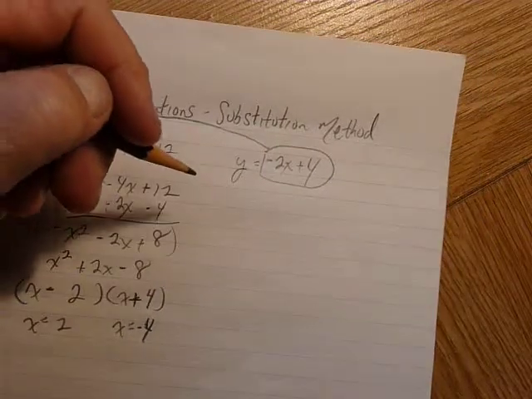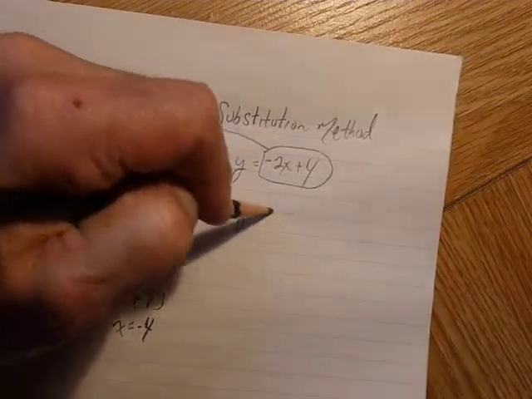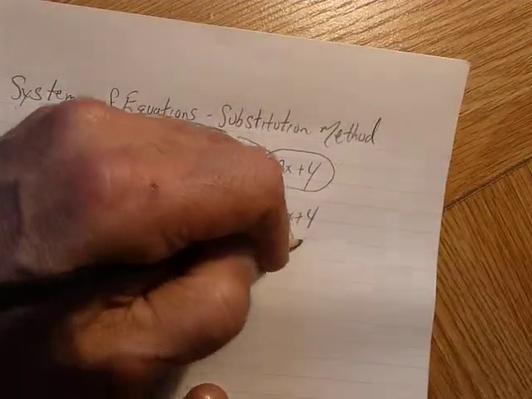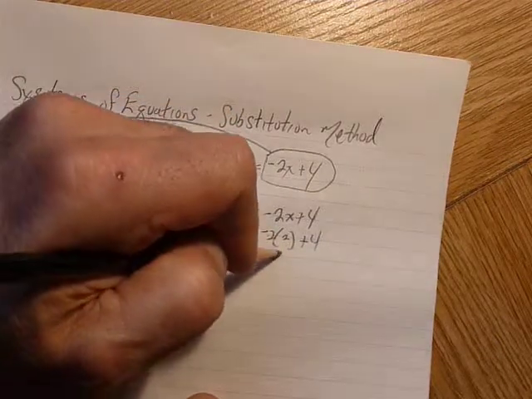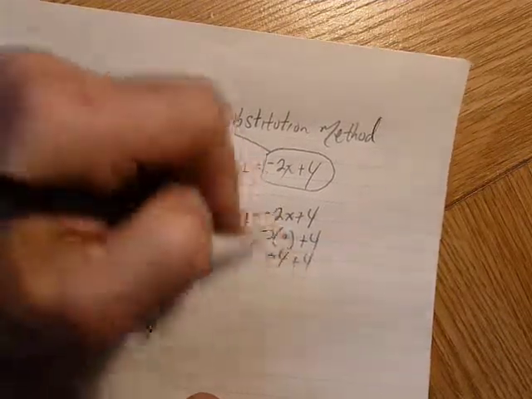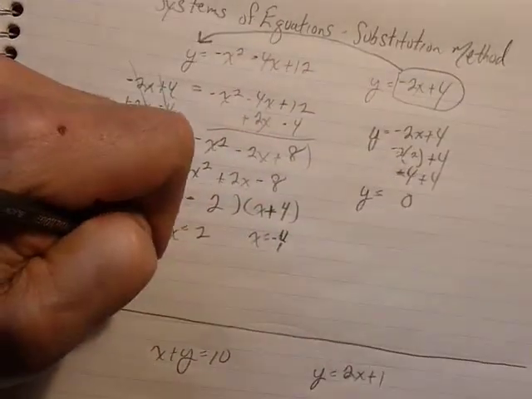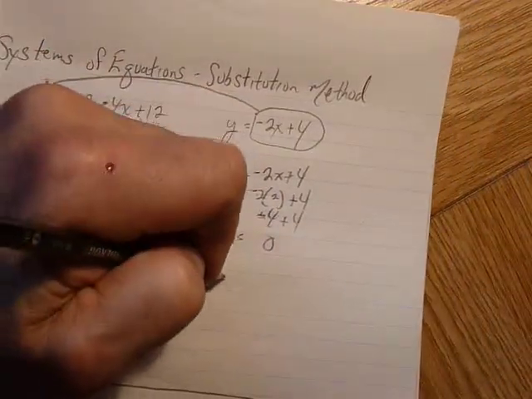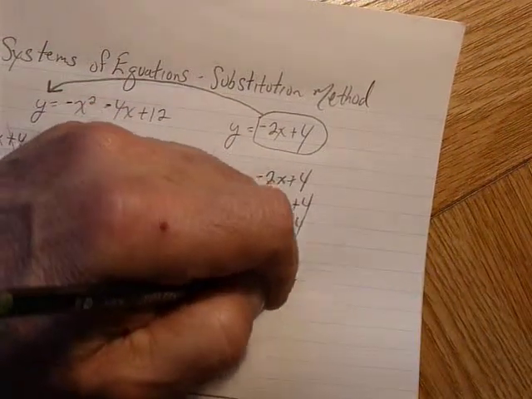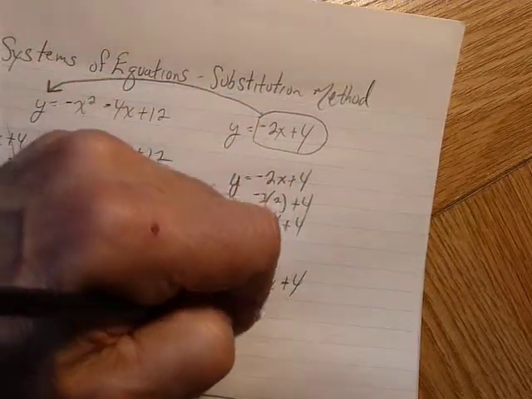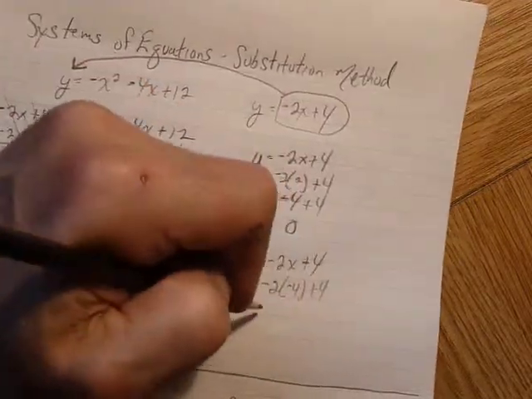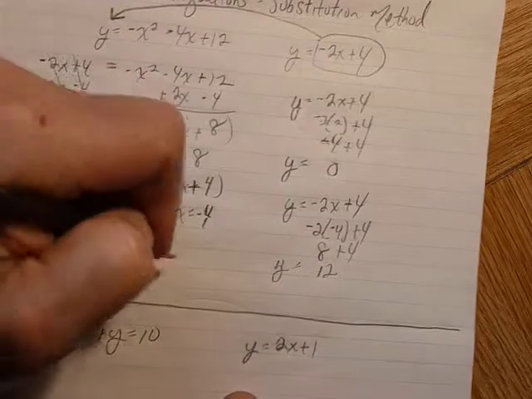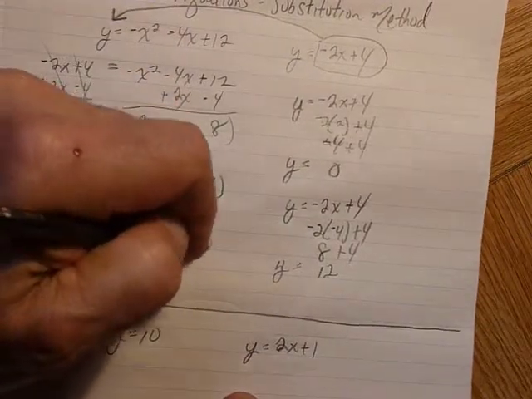So now that I've found my x, I'm going to take either equation, but it's easier to work with this equation, and one by one plug my x's in. So minus 2 times 2 is negative 4, and a negative 4 and a positive 4, of course, is 0. So in this case, when x is 2, y is 0, so the solution here is 2, 0. I do it again, and plug in my other x, which was minus 4. So minus 2 times minus 4 is a positive 8, and an 8 plus 4, y is equal to 12. So therefore, the solution here is minus 4, 12.